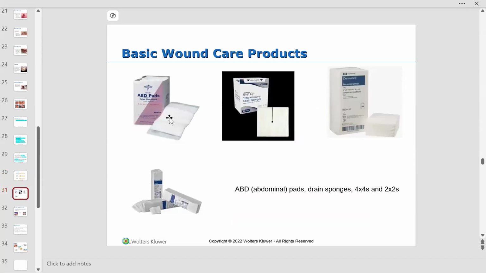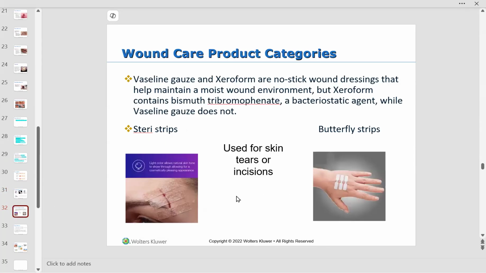Okay. Here are some basic wound care products. These are abdominal or ABD pads. These are drain sponges. They're for trachs or peg tubes. These are 4x4s, non-sterile. 2x2s, non-sterile. Vaseline gauze and Xeroform. More types of products.